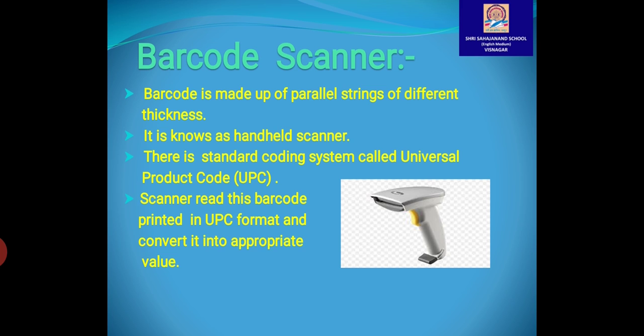A barcode is made up of parallel strips of different thickness. There is a standard coding system called Universal Product Code (UPC). The scanner reads this barcode printed in UPC format and converts it into an appropriate value.